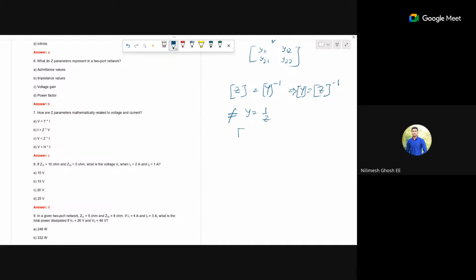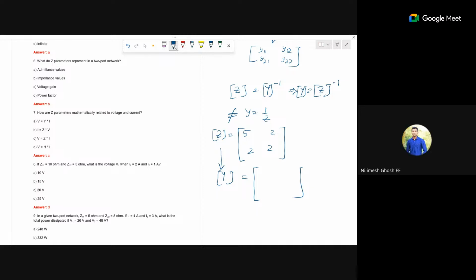So let's say we have a particular impedance matrix: 5, 2, 2, 2. This is the Z matrix. Here Z11 is 5, Z12 is 2, Z21 is 2, and Z22 is 2. So what would be the admittance matrix, Y11, Y12, Y21, Y22? Let's find that. How can we do that?